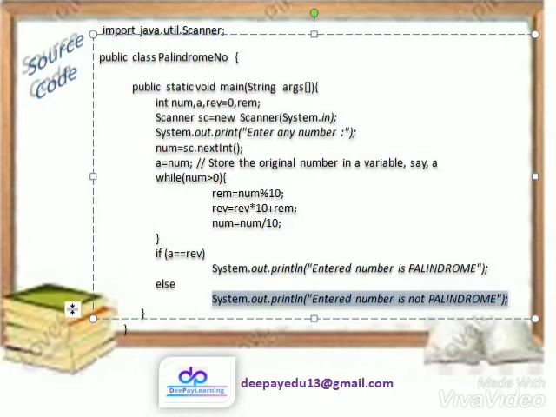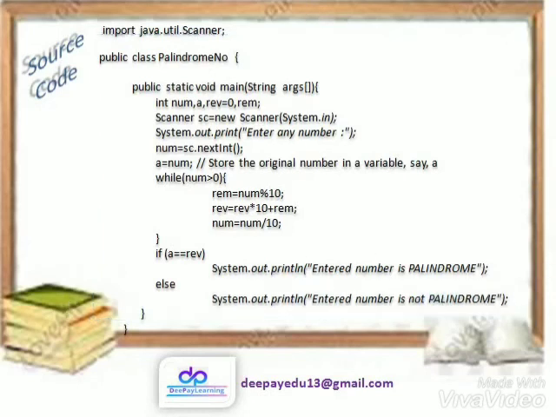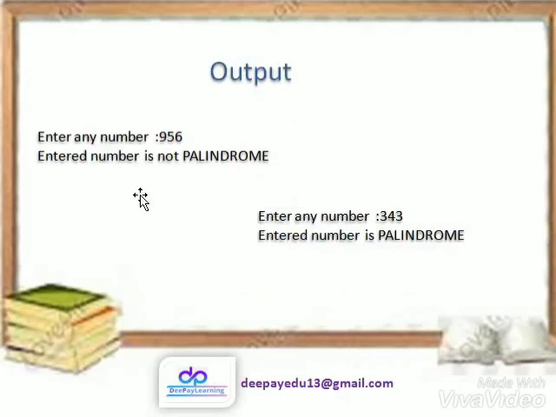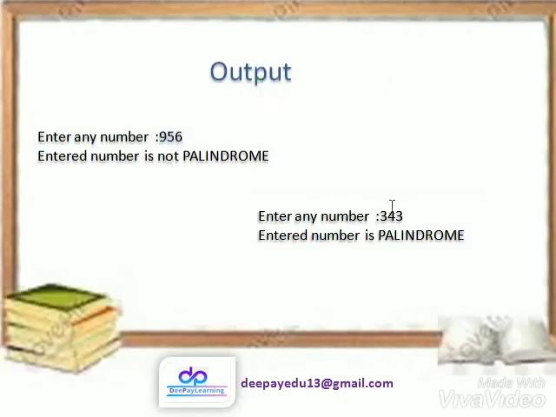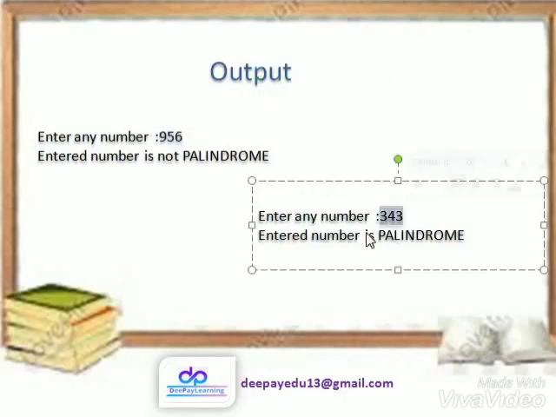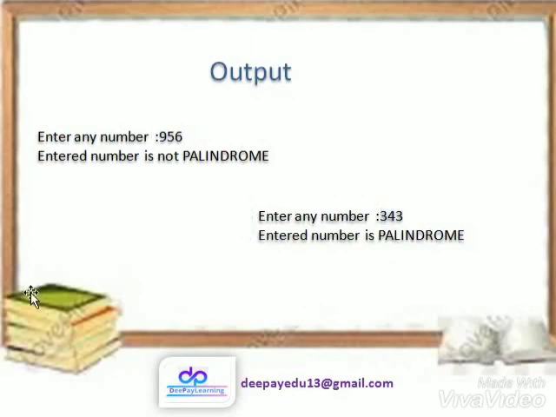Okay, this is our program. Now when we execute this program, we will get the output: if the entered number is 956, then the entered number is not a palindrome because the reverse of this number is 659. Another case is if we take 343, then it will be a palindrome number, okay, because the reverse of 343 is 343 itself.